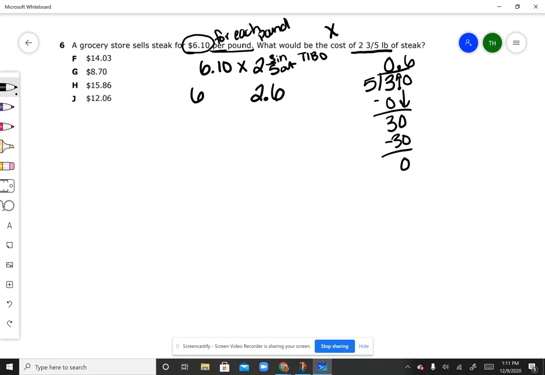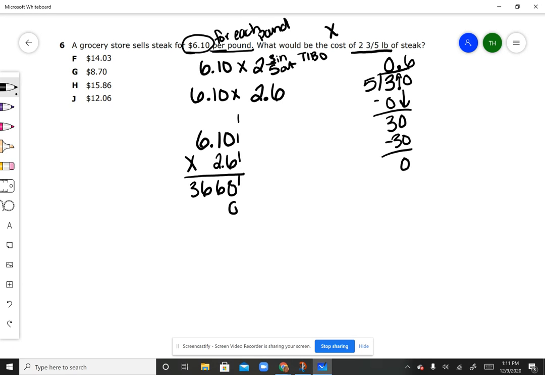Now I have $6.10 times 2.6. Okay, when I multiply, if I am multiplying decimals, I always line it up against the imaginary brick wall. I do not line up my decimals. 6 times 0 is 0. 6 times 1 is 6. 6 times 6 is 36.